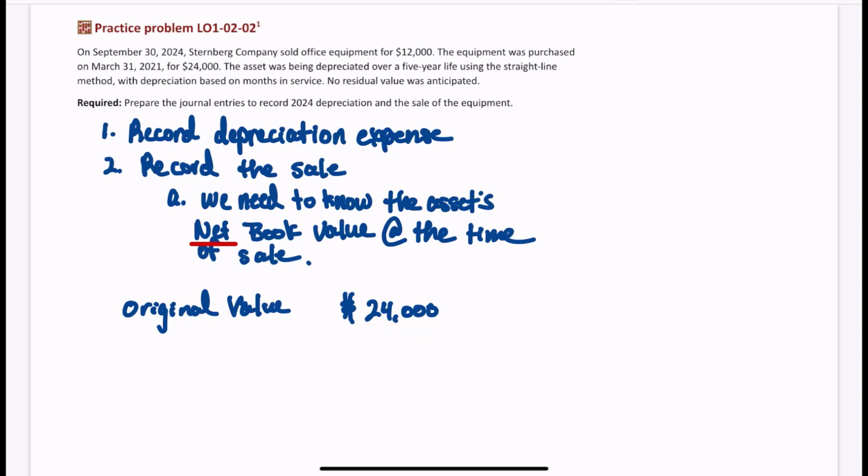To figure out whether we made a gain or a loss on this sale, we need to know how the depreciated value of this asset compares to the $12,000. Because that's the comparison we want to make. It's not $24,000 versus $12,000 because we've used this asset for 3 years. The asset's worth less than $24,000. To get a true comparison, we have to subtract less accumulated depreciation.